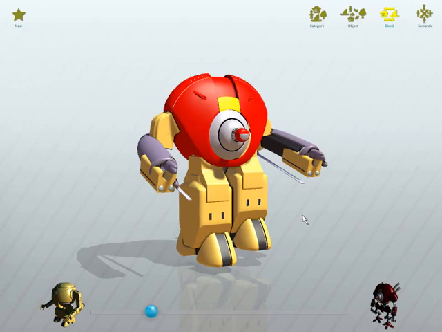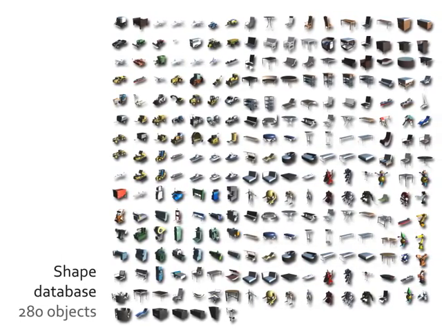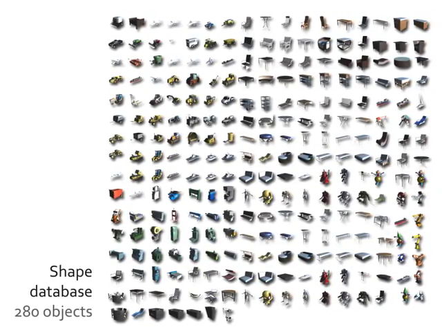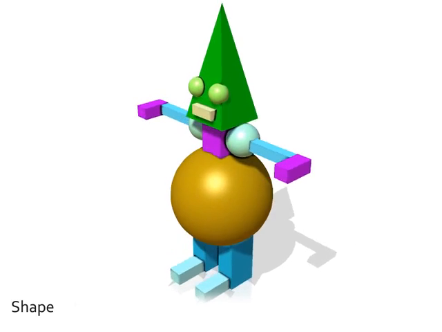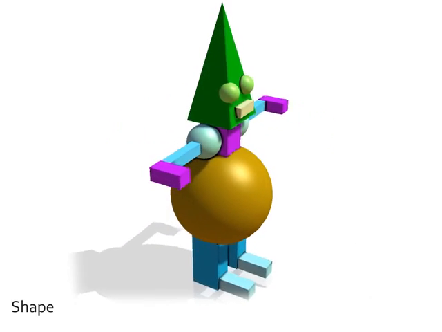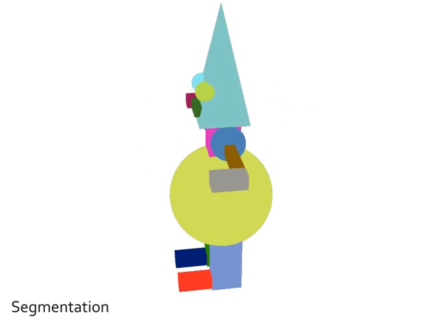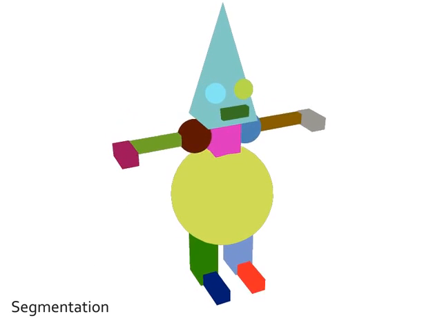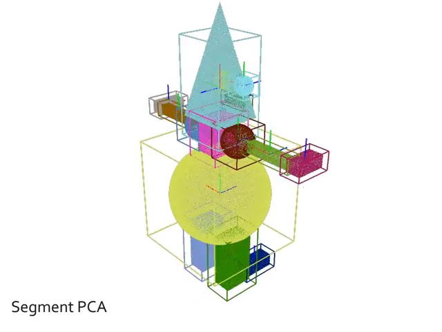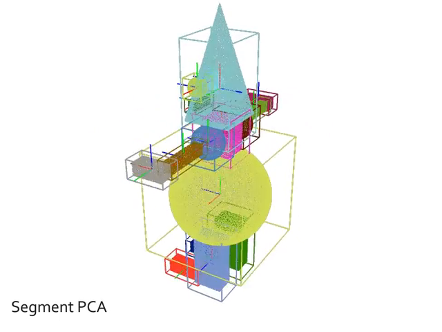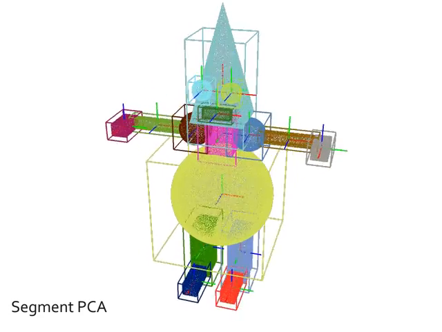The system automatically analyzes a large number of existing 3D shapes from a database. Here we see a very simple shape as an example for the performed shape analysis. The 3D shapes are segmented into parts. For each part, we also calculate a local coordinate system by principal component analysis of the part's point cloud.